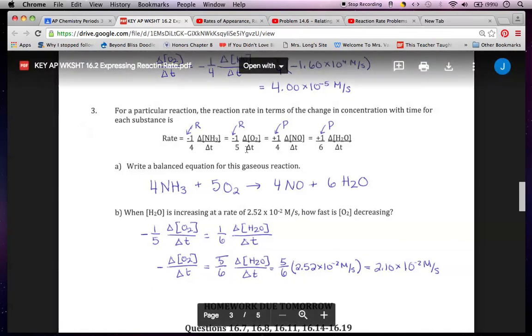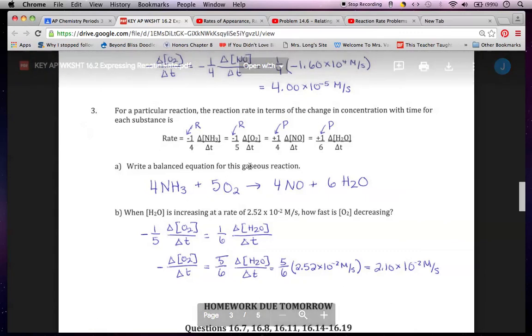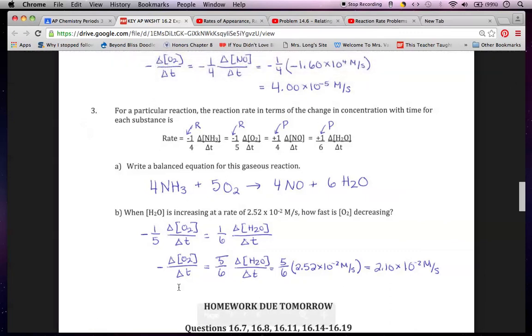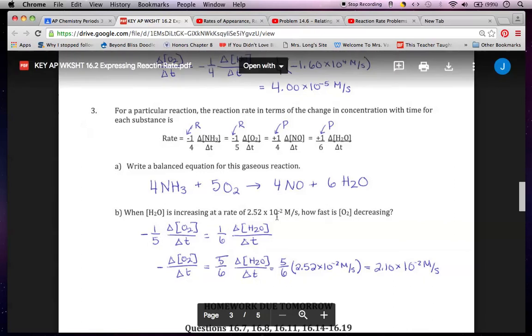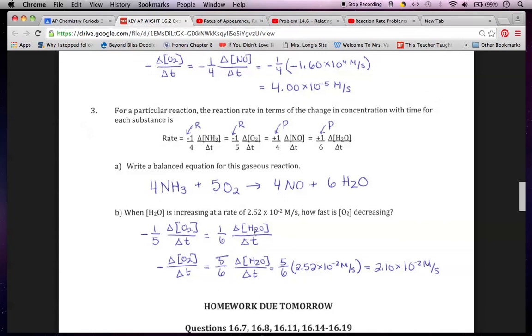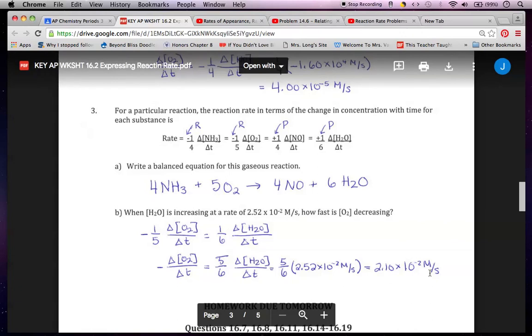So with this, I'm going to take out the two components from the equation. Then I'm going to, in this case, get rid of this 1/5. I'm going to multiply both sides by it. I'm going to plug in the rate that was given in place of this concentration of H2O over change in time. And then if I take 5/6 of it, then I will have my rate that the O2 is decreasing.